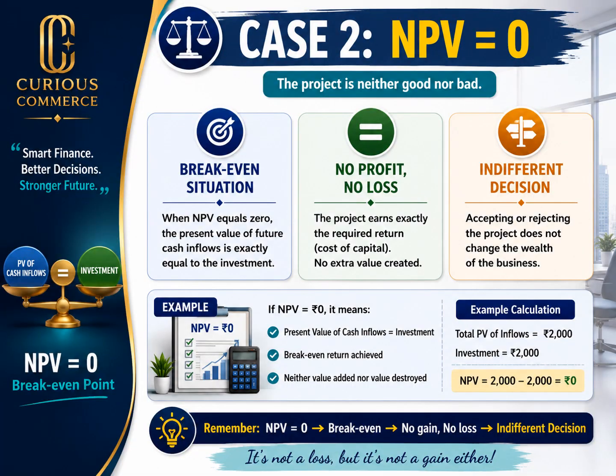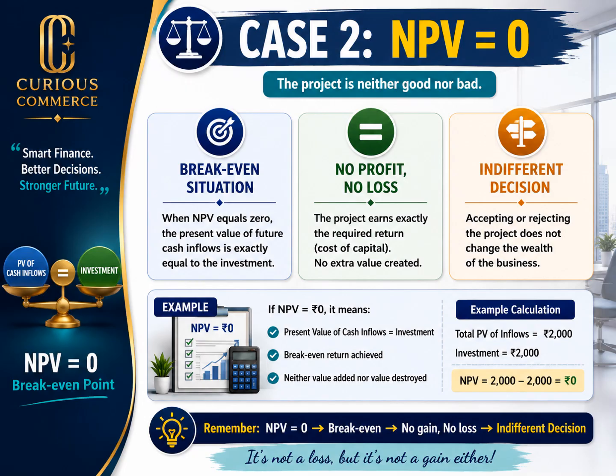A zero NPV means that the present value of the expected future cash flow exactly equals the initial investment after considering the required return. For example, suppose the initial investment is 5 lakh. After discounting the expected future cash flow, their present value is also 5 lakh. The NPV is 0.